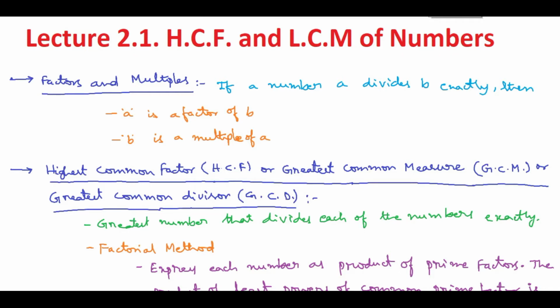Hi friends, in the journey of quantitative aptitude, we are entering the second topic called HCF and LCM. Let us see what it means by HCF and LCM of any numbers, maybe two numbers or three numbers or four numbers, maybe more than them also.